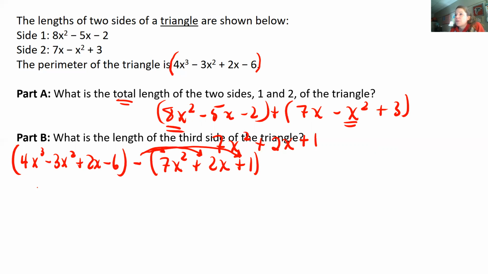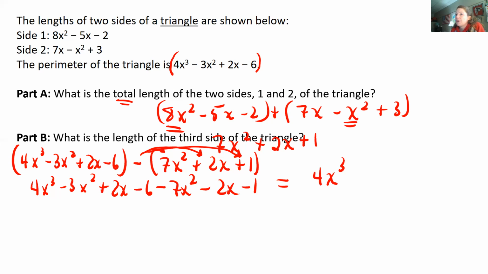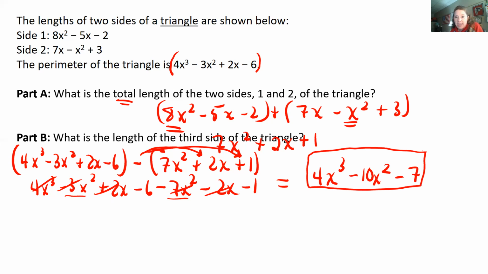So I'm bringing down 4x to the third minus 3x squared plus 2x minus 6, and then minus 7x squared minus 2x minus 1. Now we combine like terms. We have 4x to the third. And then -3, -7 is -10x squared. Then 2x minus 2x is 0, and -6 combined with -1 is -7. So this is the length of our third side. Hope that makes sense, you guys.